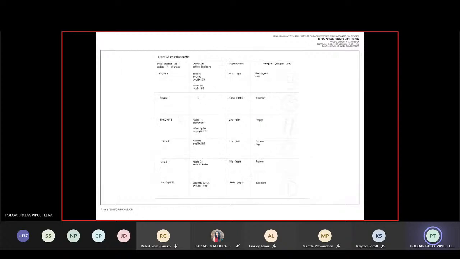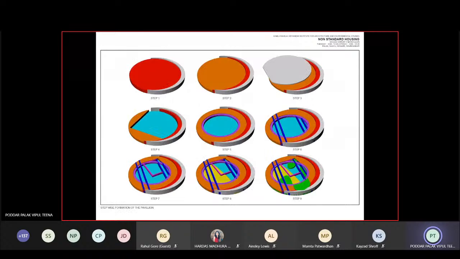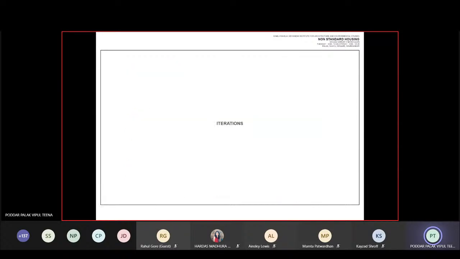And we finally put this all together in this table, to compare the initial breadth or the radius of the shape and what sort of operation happened before the displacement, and then what was the displacement that took place, and finally what was the footprint that was used in the plan the way it is in the pavilion as of now. And this is simplified in this 3D representation of the formation of the pavilion.